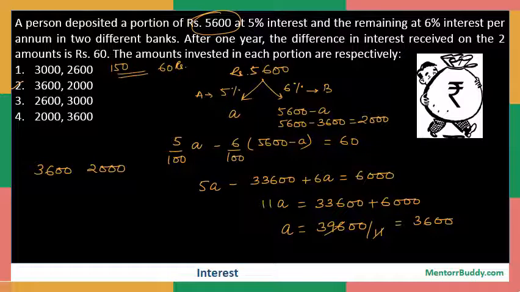Whereas when we talk about the second option, which we have already seen, which is our answer, but let us quickly cross verify. If I say 3600 and 5% on it gives me 180 rupees, and then I say 6% on 2000 rupees, that is 120 rupees. So therefore the difference, as we can see, is rupees 60. So by going with the options also we can get the answer, which is option number 2.